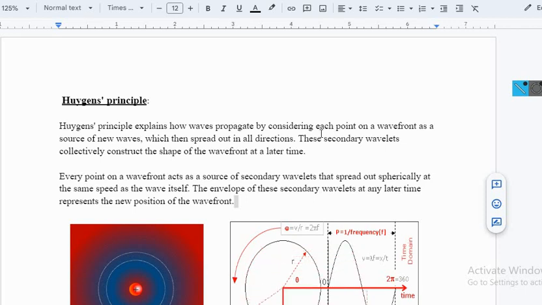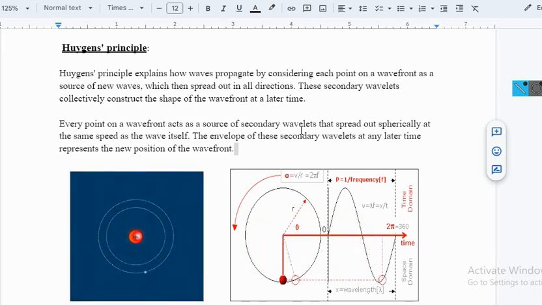Hello. Today we will discuss waves, mainly light waves, propagation of waves, and how waves superpose with each other. To start with, to get some idea about wave propagation, we will discuss Huygens principle. In simple words, Huygens principle explains how waves propagate by considering each point on a wavefront as a source of new waves, which spread out in all directions.